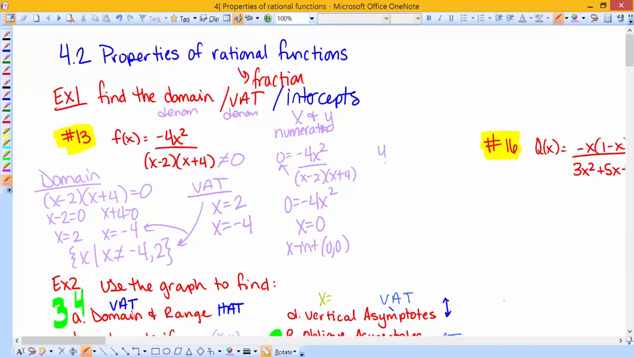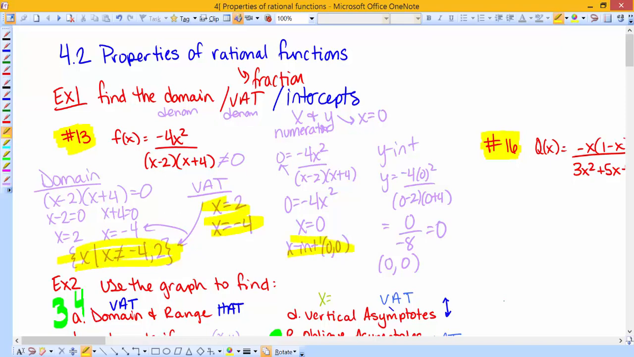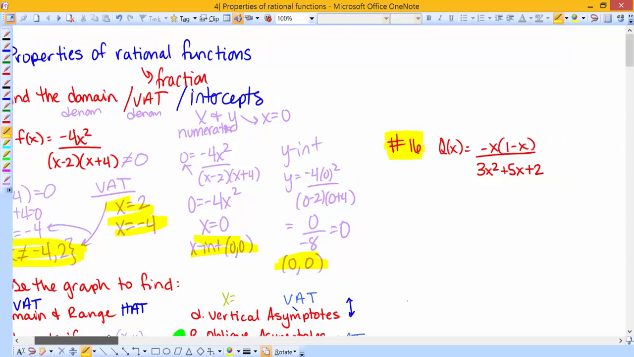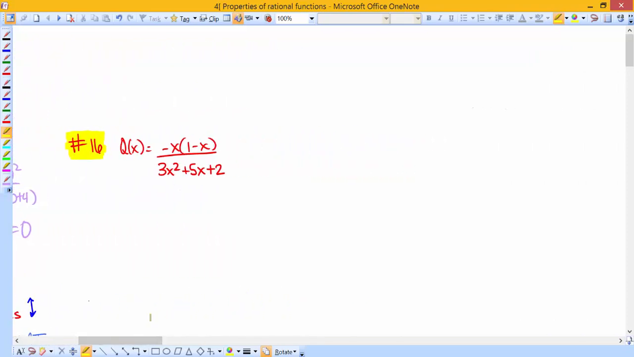Now I'm going to find my y-intercept. Y-intercept happens when you make x equal to 0. So y is going to equal negative 4 times 0 squared, over 0 minus 2, 0 plus 4. This is 0 over negative 8, but it's still 0. So my y-intercept is also 0, 0. So that was quick, but this isn't something that should take you guys an extreme amount of time. It should be quick.